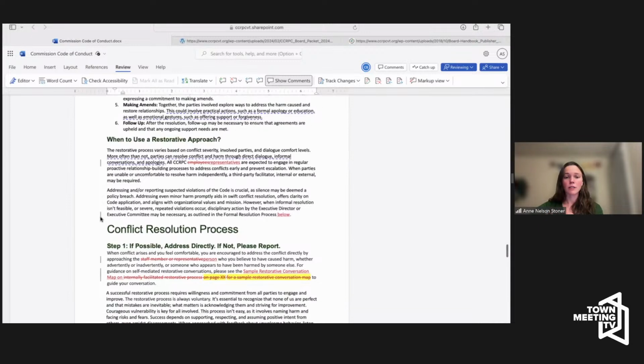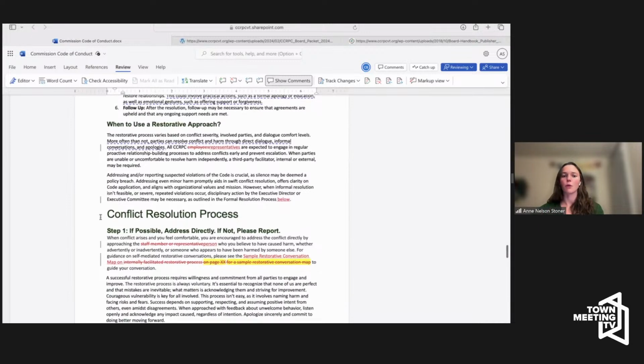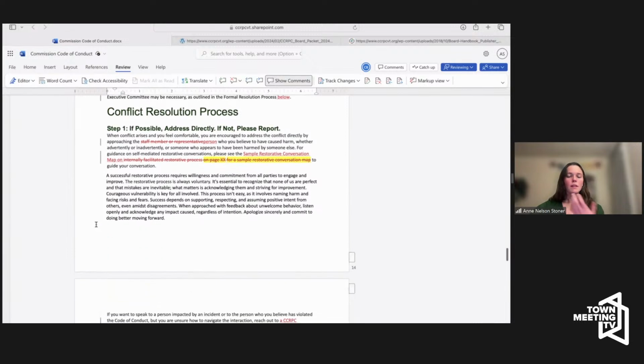A section on when to use this approach. Certainly there are forms of harm and conflict where this approach makes sense, and then there may be some where it doesn't make sense. It's always voluntary. If anybody involved in the conflict or harm does not want to engage in a restorative approach, then that's their right, and we wouldn't use this approach. It's completely voluntary, so everybody needs to be willing. And then it breaks down the actual process.